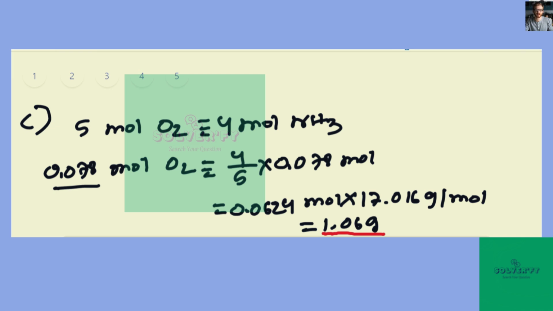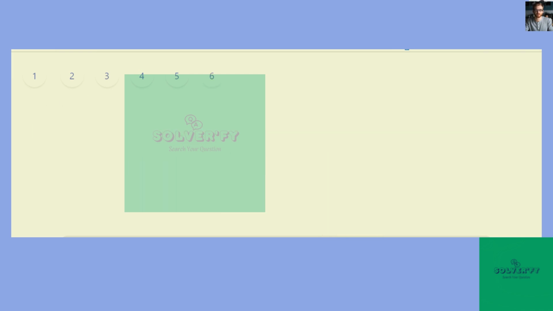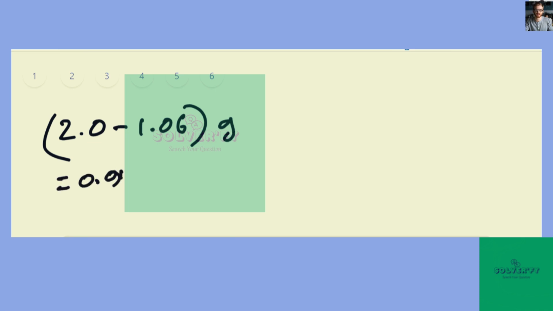That means 1.06 gram of ammonia will react with the oxygen which is provided. That means the excess amount of ammonia remaining will be, since we are given 2 gram of ammonia, 2 minus 1.06 gram, which is equal to 0.94 gram. So 0.94 gram is the mass of the excess reactant which will remain after the limiting reactant is completely consumed.